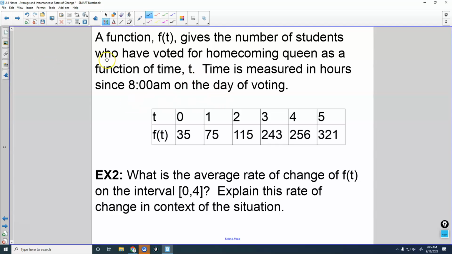Let's practice one more average rate of speed. This is appropriate for this week. The function gives the number of students who have voted for homecoming queen as a function of time. Time is measured in hours since 8 a.m. on the day of voting. What is the average rate of change of f of t on the interval from 0 to 4? Explain the rate of change in context of the situation. So average rate of change from 0 to 4, and we want to tell it in context of the situation.